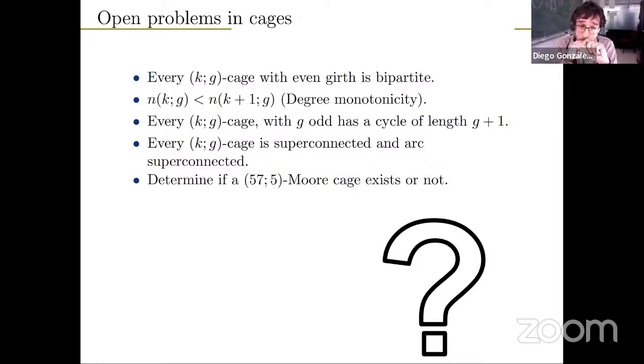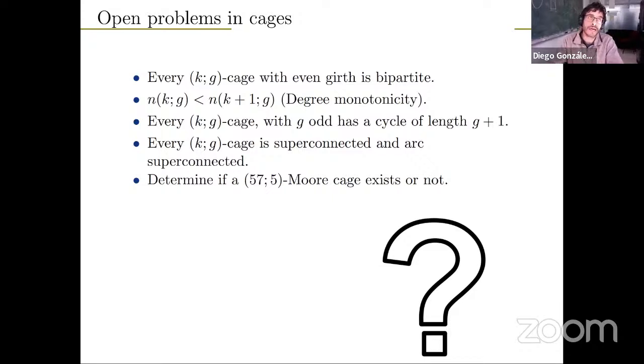Superconnected means that if we want to disconnect a KG cage by deleting K vertices, the only way to do that is by removing the neighbors of a vertex, or by removing the edge neighbors of a vertex. That means superconnected and edge superconnected. And also, a very famous open problem in cages is to determine if there exists a 57,5 Moore cage or not. At the moment, we don't know that.